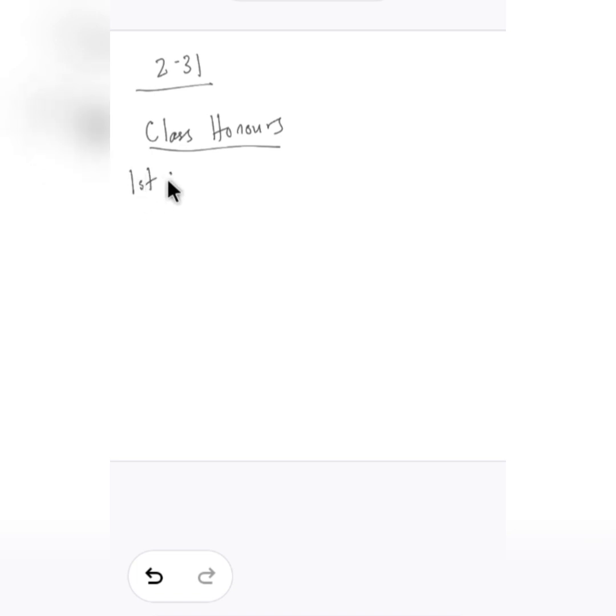So for first class honors, you must have a CGPA in the range of 4.5 to 5.0. This is the highest you can get. 5.00 is the highest you can get.